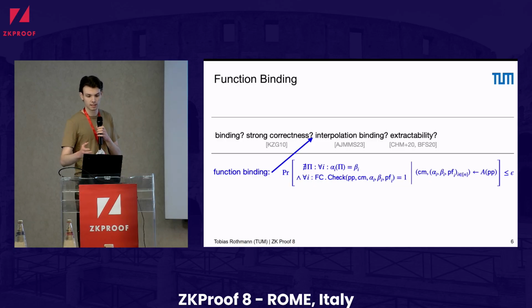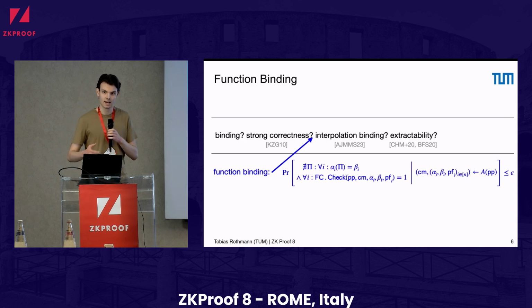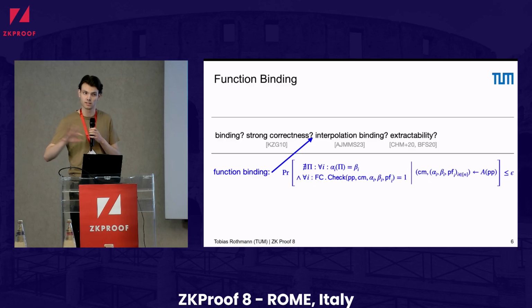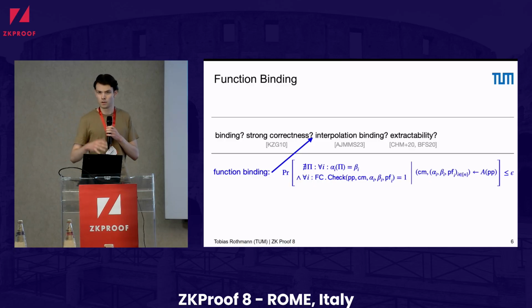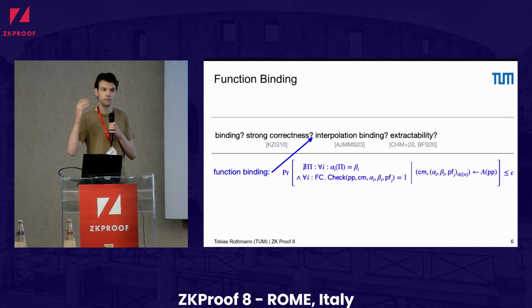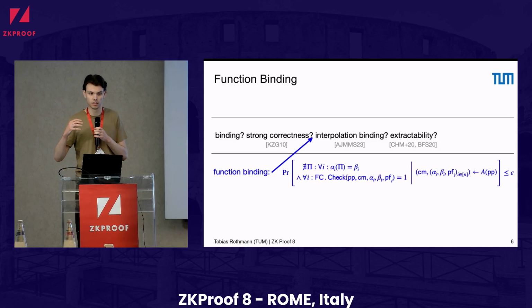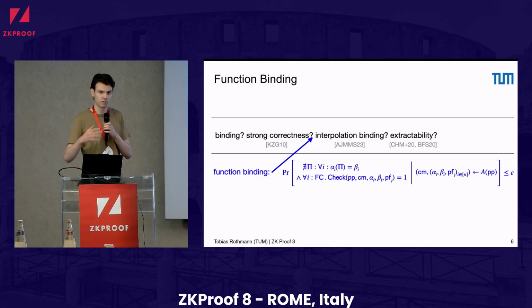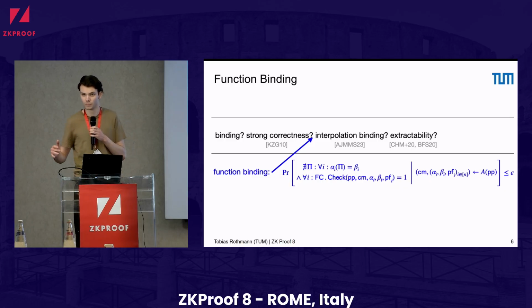I stole this graphic from Christian's talk from last year, and as you can see, what it says is that function binding lies somewhere in between evaluation binding and extractability on a spectrum. Intuitively, if you imagine these query and response pairs as being part of a relation, for example, the relation of valid evaluations of polynomials, then function binding says that no adversary can create values that diverge from this relation, but are still accepted by the verifier.